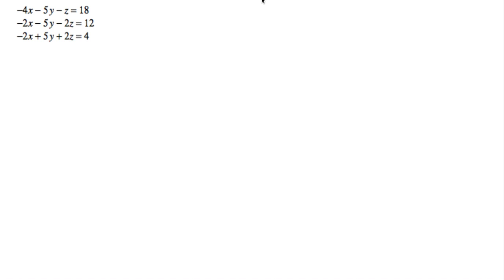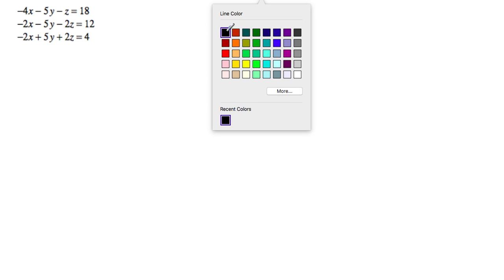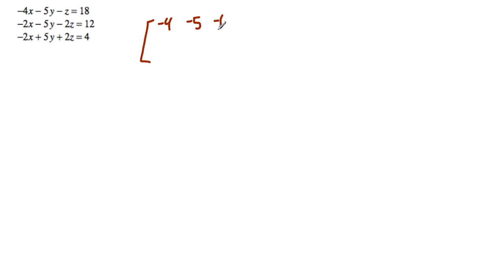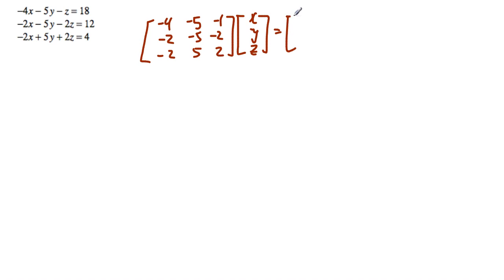But I figure we'll take some time. And I'll set this up using a calculator, and we'll look at some sequence problems just to help us out. I got 7 minutes to do this. So real quick, here when we set this up, we're going to have a system of equations: -4, -5, -1, -2, -5, -2, -2, 5, 2, times x, y, z equals the constants 18, 12, 4.